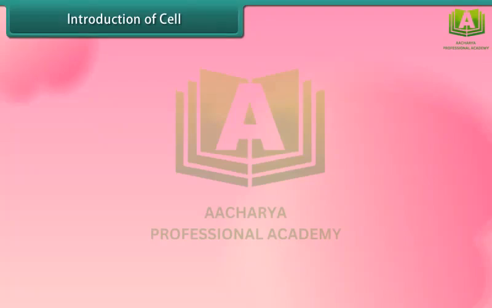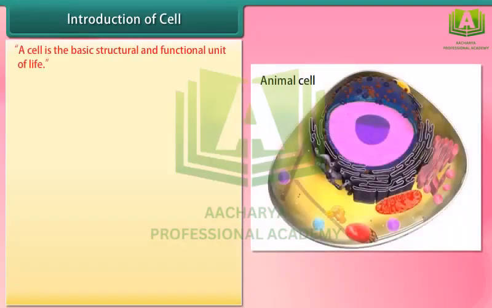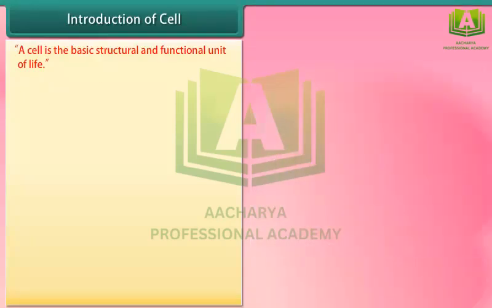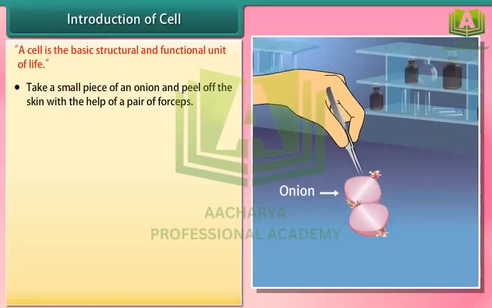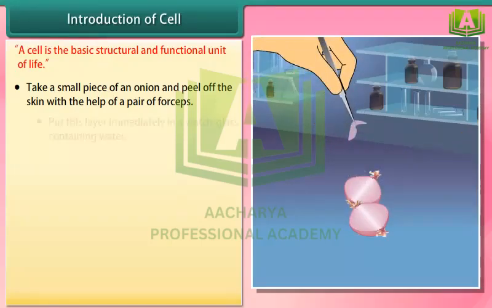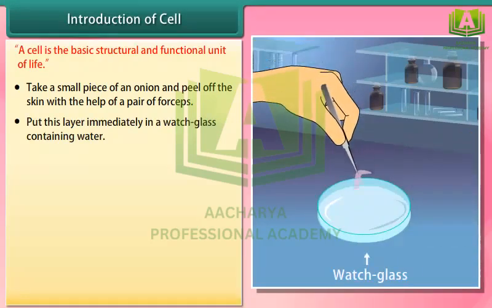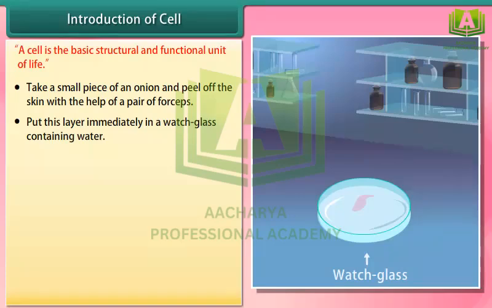Introduction of cell. A cell is the basic structural and functional unit of life. Experiment. Take a small piece of an onion and peel off the skin with the help of a pair of forceps. Put this layer immediately in a watch glass containing water.